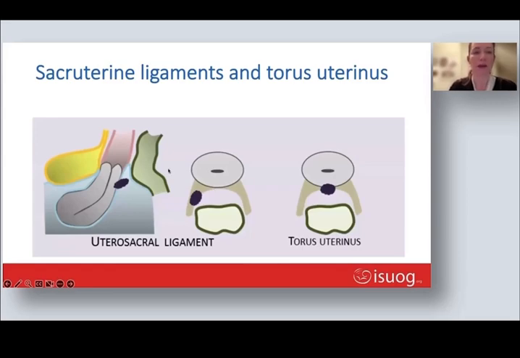Endometriosis in the posterior compartment in the sacrouterine ligament can be placed a bit laterally or further away from the attachment of the sacral ligaments to the posterior part of the uterus, or it can also be in the torus uterinus.